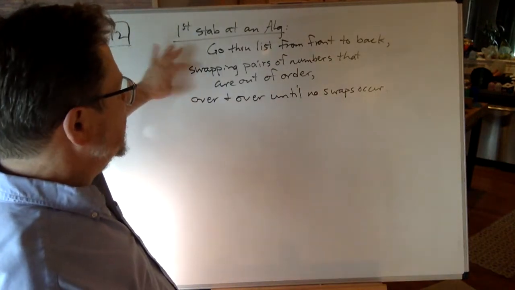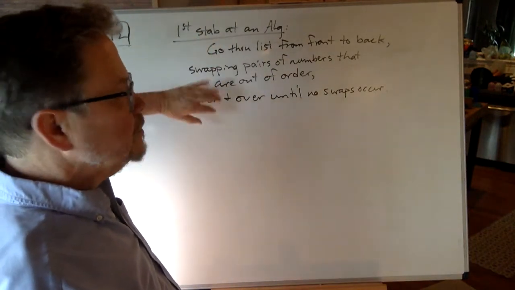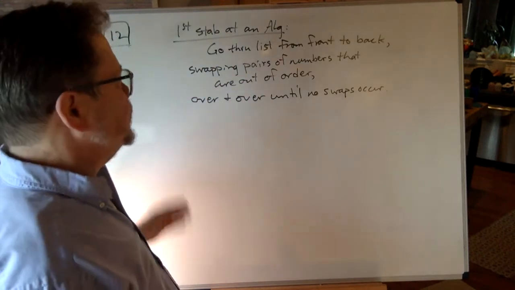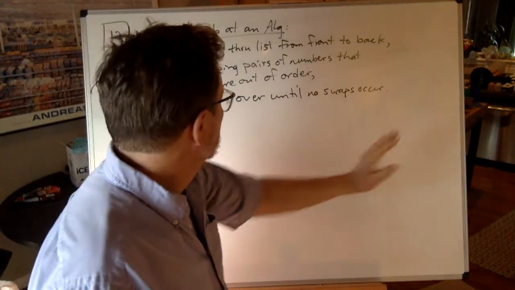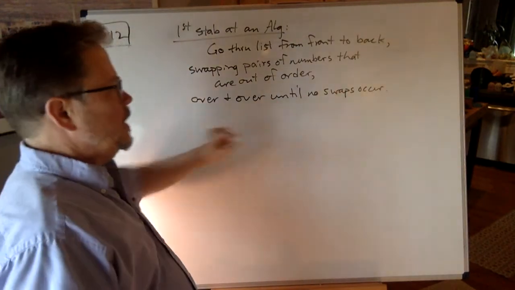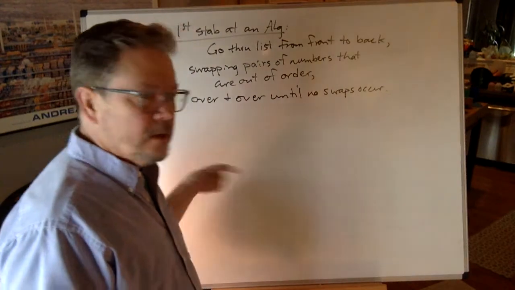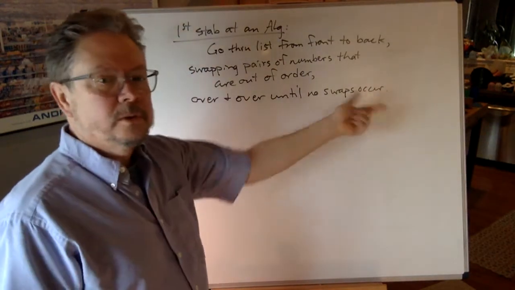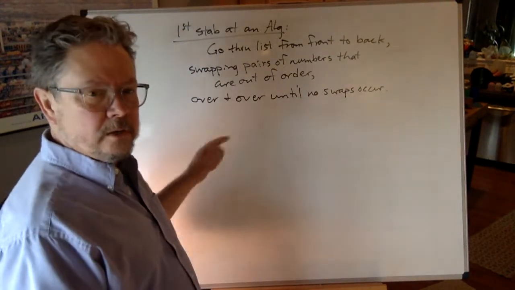The first stab at it, which is not an algorithm at all, it's just trying to move that direction. We go through the list from front to back, swapping each pair of numbers that are out of order, and we do that over and over again until no swaps occur. This is the sorting algorithm dance. Try it at home, won't you?